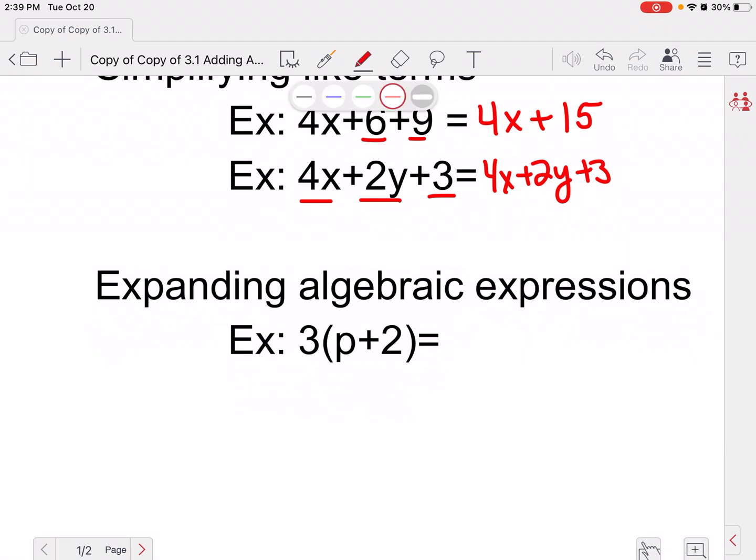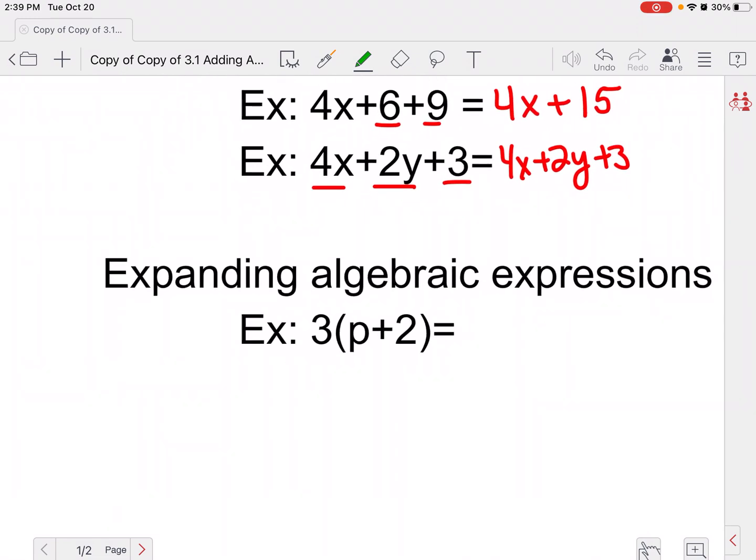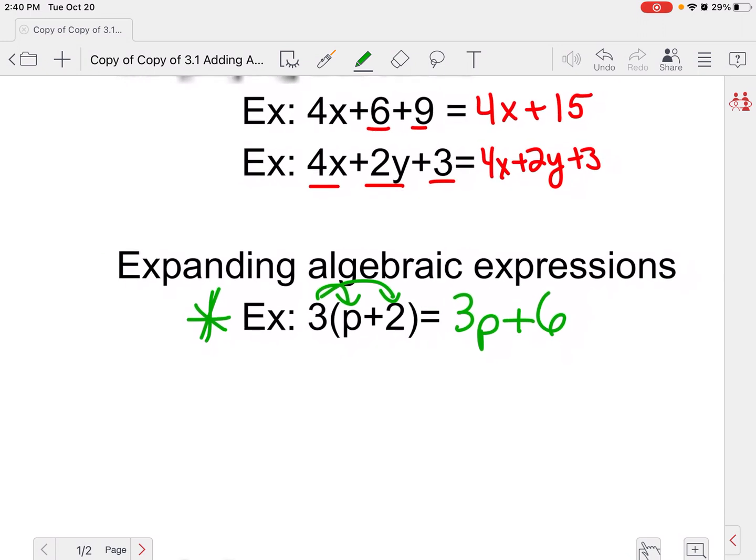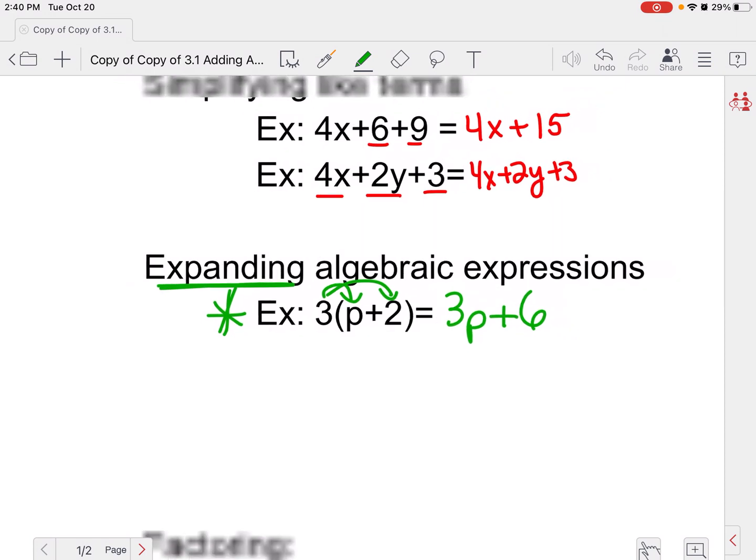All right, you talked a little bit about expanding algebraic expressions last year. So we're going to go over this again later on in this chapter. So if it doesn't click, that's okay. It's just kind of be like, oh yeah, that's in the back of my head. So remember, we can distribute this in. So we would do 3 times p, which is 3p, and 3 times 2, which is 6. So that would be plus 6. So that's expanding, and we're making it bigger in a sense. Okay. We also call that distributing, okay? So a lot of times we don't use the word expand, we'll use the word distribute.